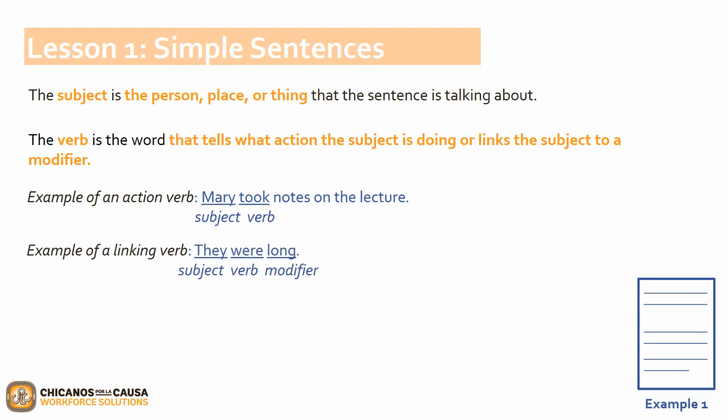Another example would be of a linking verb. The following sentence for the example is, they were long. The subject for the sentence is they, the verb is were, and the modifier is long.